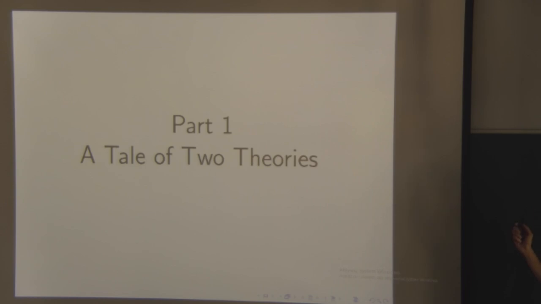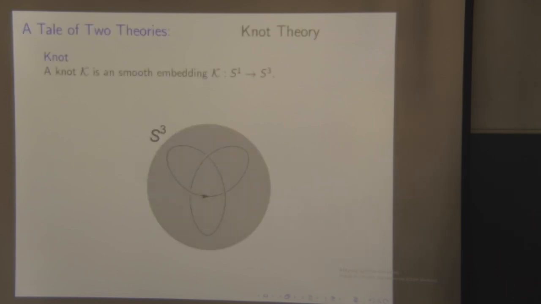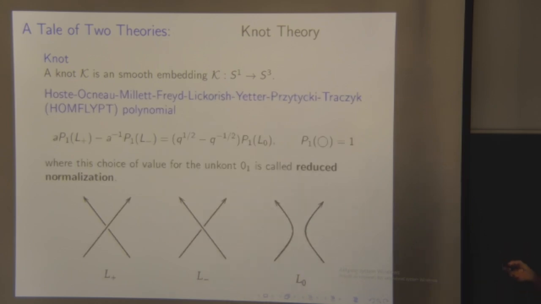So I'll start with a tale of two theories. On one side, we have the Chern-Simons theory on S^3. We put a knot, physicists call it a Wilson loop. So what we do then is we can compute the HOMFLY-PT polynomial using the well-known skein relations, essentially taking into account the crossings. And in this normalization, we use the reduced normalization, and we work with q to the power 1/2 for those who must know.